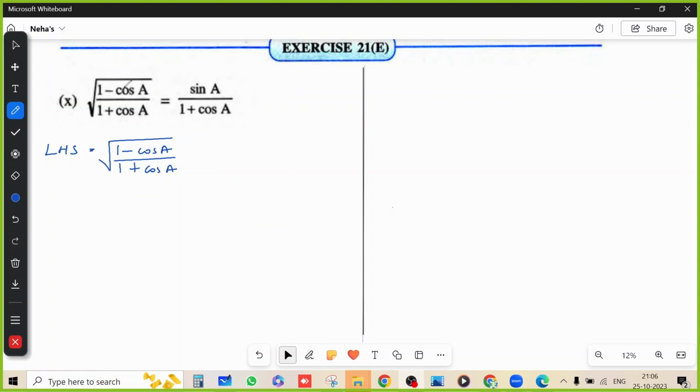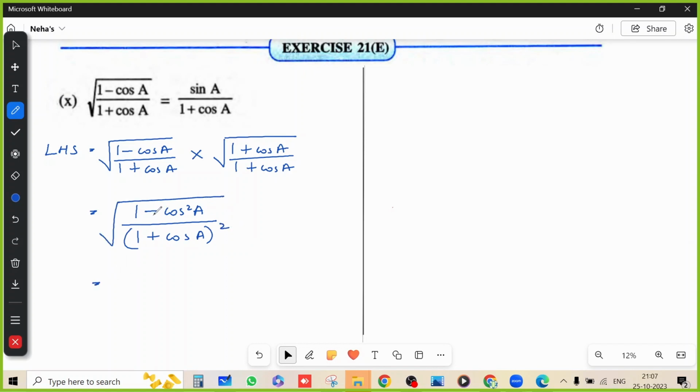The left hand side of the 10th part of the question is given as square root of 1 minus cos A divided by 1 plus cos A. So here we will multiply both the numerator and denominator with square root of 1 plus cos A. Now the numerator is of the form A minus B into A plus B inside the square root sign. So that would become A square minus B square, which is equal to 1 minus cos square A. And the denominator is of the form 1 plus cos A into 1 plus cos A, that is of the form A plus B into A plus B. So that will become 1 plus cos A whole square.